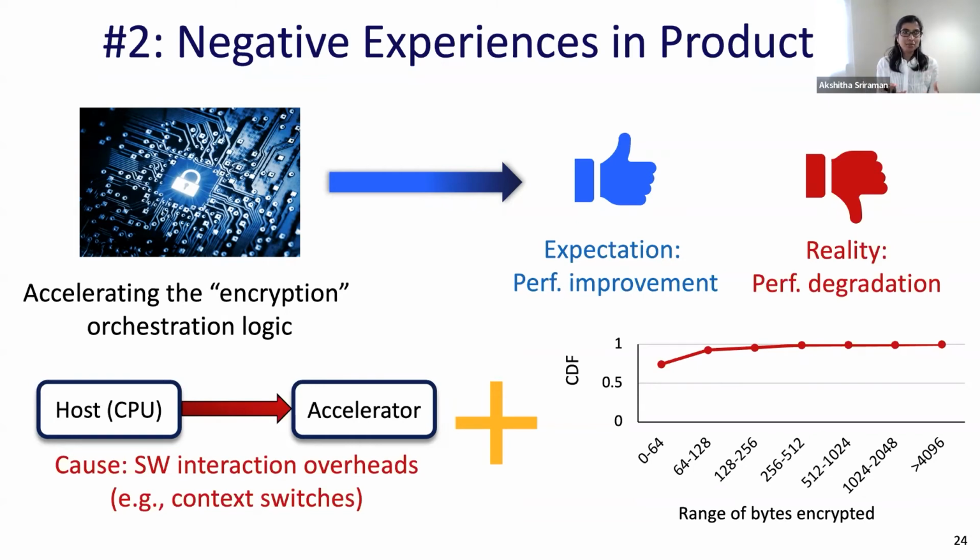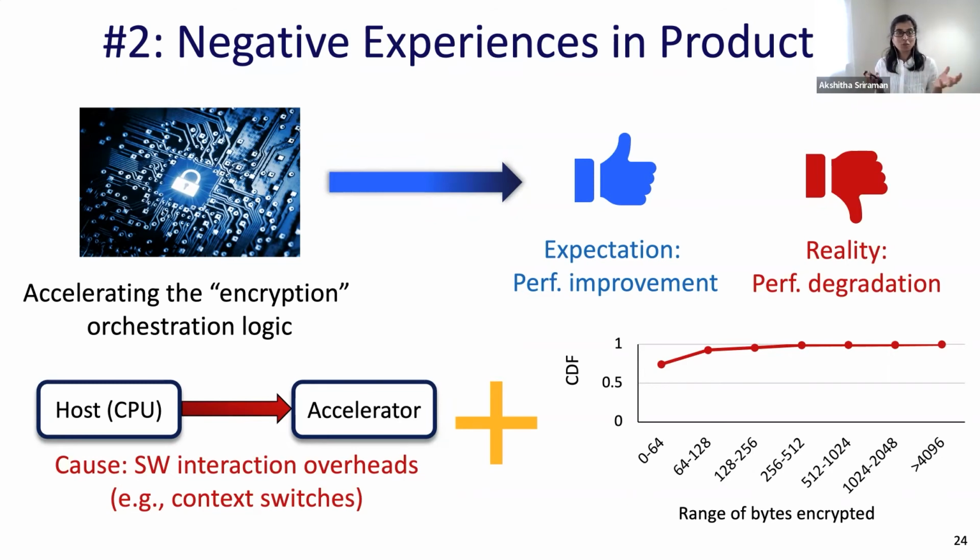So by the time you take this PCIe-accessed encryption accelerator and offload really small amounts of data, the cost of the offload itself is so high that it can eat into the gains you can get from the accelerators, and also end up degrading your performance.